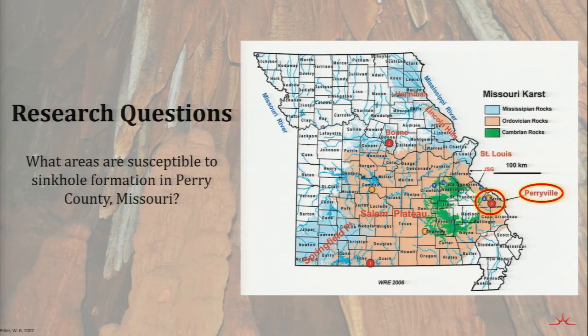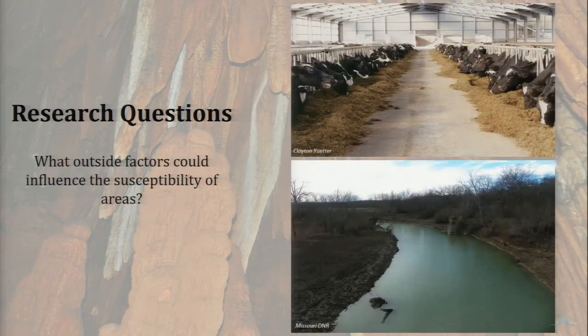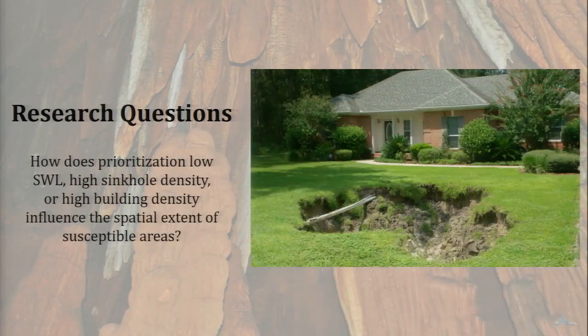I asked 3 research questions before creating my project. I wanted to know what areas were susceptible to sinkhole formation in Perry, Missouri, located right over here. I wanted to ask what outside factors could also influence susceptibility of areas, because I knew that infrastructure and static water level could not be the only influencing factors of sinkhole formation. And I wanted to see how prioritizing the influencing factors of low static water level, building density, and sinkhole density would change the spatial extent of susceptible areas. Or in other words, how would the map of each prioritization change, and the relationship with each other.